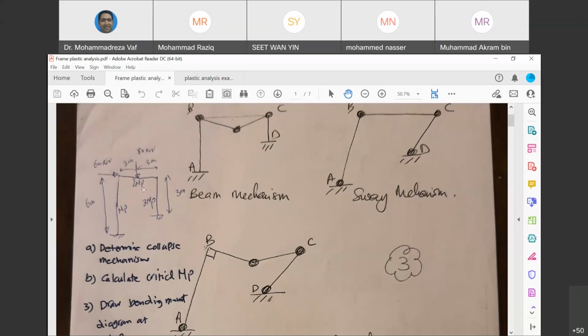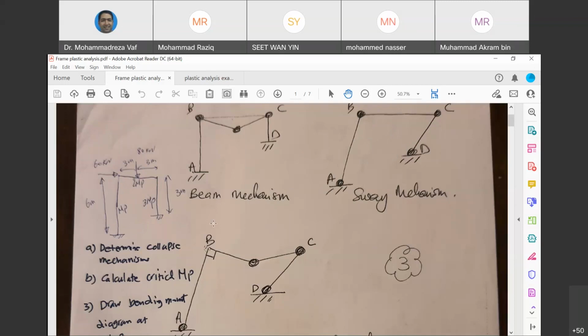Then we said for frame we have sway mechanism if we have lateral load. So this frame also has 60 kilonewton force applied to the joint. So definitely it may fail in a sway mechanism as well, and we need to investigate that one. We said in the sway mechanism we need to have 4 hinges. And since the supports here are all fixed, we need to have 4 plastic hinges, 2 at the supports and 2 at both ends of the columns. This is going to be the deformed shape.